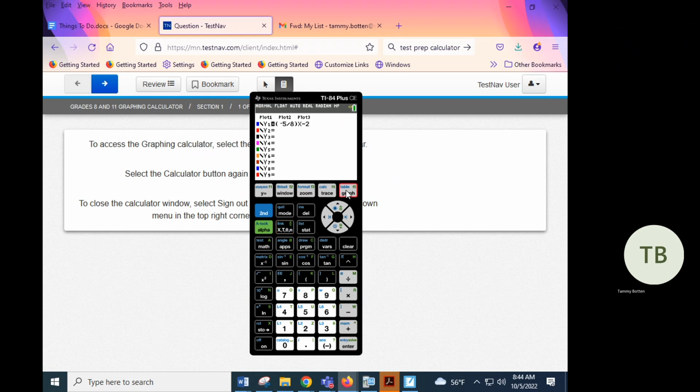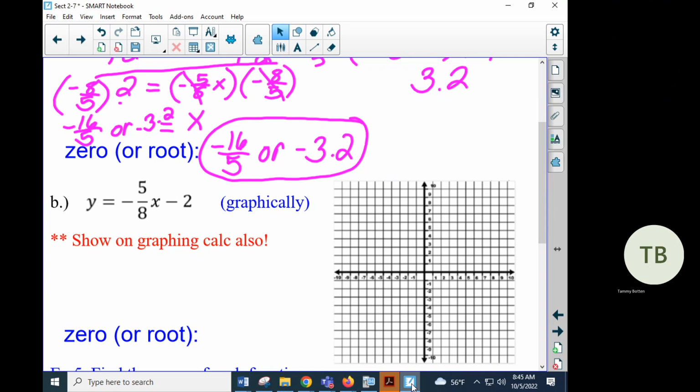And then if I hit graph, and I want to check where this point is, I would go second trace down to number 2 for the 0. I'd move that little flashing cursor to the left of that point. Then I'd move my cursor to the right of that point. It says guess, I can enter again, and it's -3.2. So sometimes if it's not a whole number, the graphing part does not work.